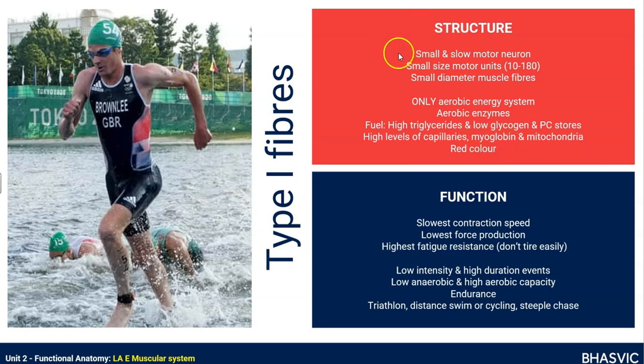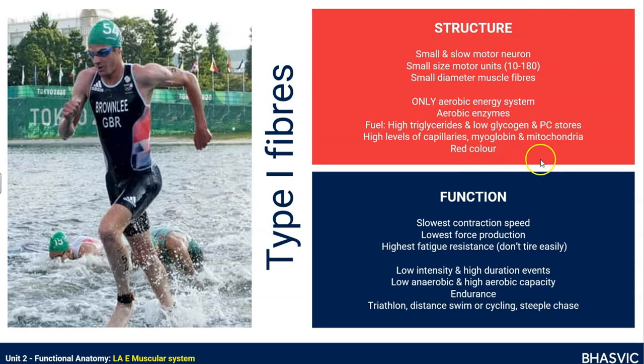So that's their structure. They've got a small, slow motor neuron. The motor units are quite small. The fibres themselves are quite small in diameter. And if they're small in diameter, that means they can't generate big forces. They work aerobically. And to do that, they need the aerobic fuels, fat and glycogen. They need the aerobic enzymes to break that fuel down, and they need oxygen availability. So they need capillaries, myoglobin, mitochondria, which makes them look red in colour.